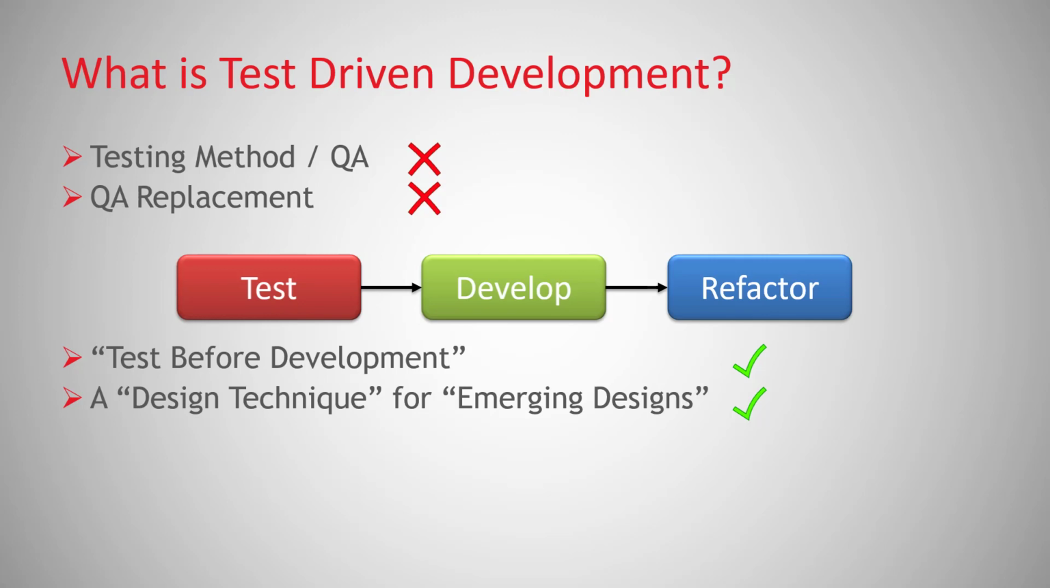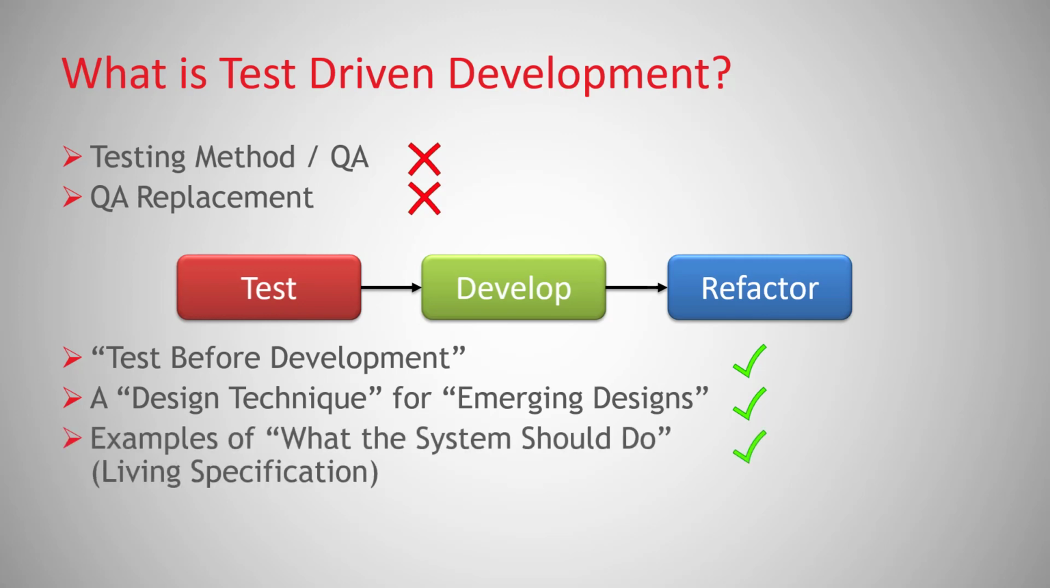These tests are actually examples of what the system should do, but they are also living specifications. That means that they are documents of the functionalities of the system, but as opposed to the static document that says the system can do this and that, these are documents that you can execute and they will tell you if the functionality is implemented correctly or not.